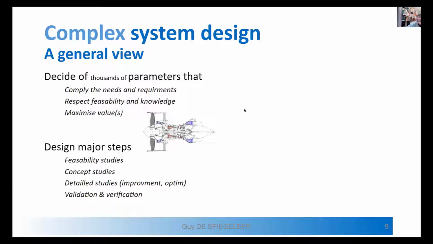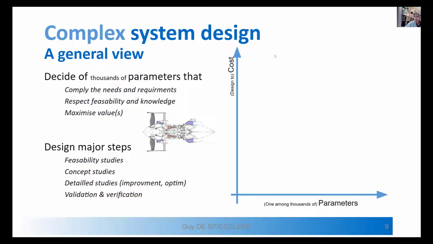To design a complex system like an engine, you have to decide thousands of geometrical parameters, the dimensions of all the parts that compose the system. So for these parameters, you have to consider the needs and the requirements of your system. You must respect the feasibility and the knowledge of the people that will design and manufacture it. And you want to maximize the value of the system you design or minimize the cost. So that's what we could call the design process.